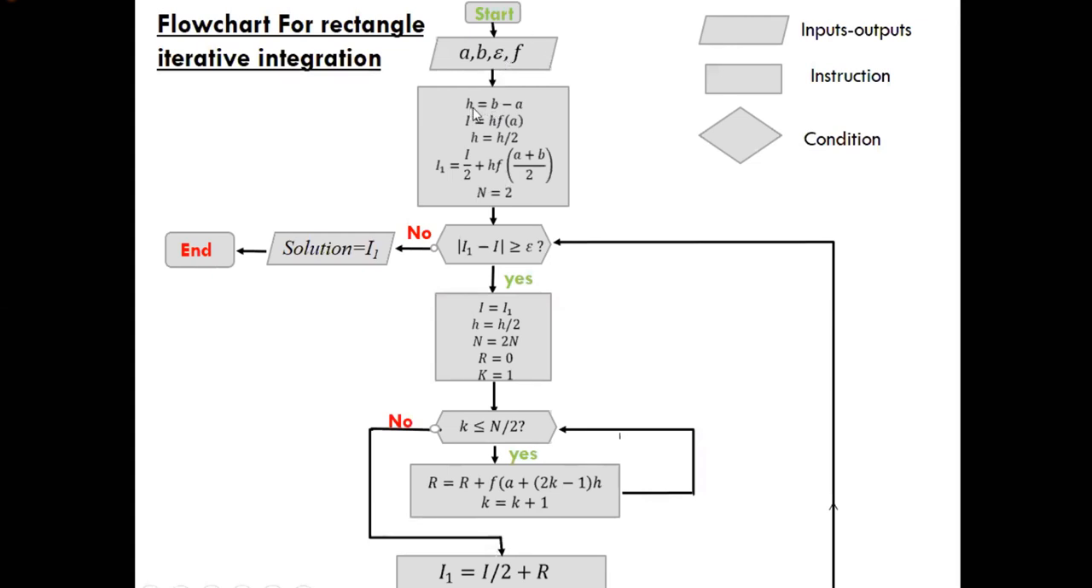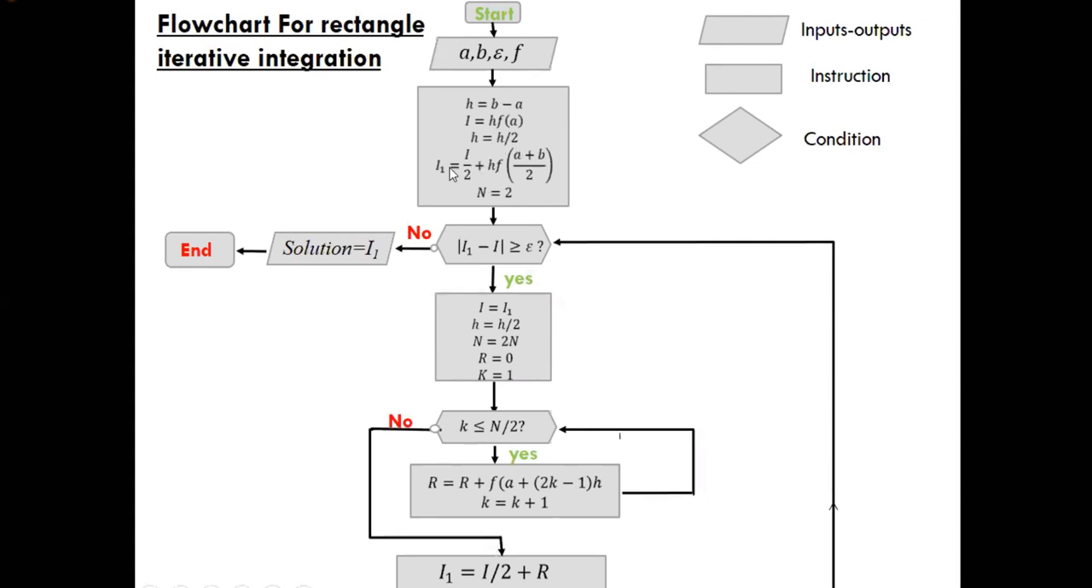So you start by constructing the first integral with one subinterval, that is just the interval ab. So h is equal to b minus a, I is equal to h f of a. This is for the rectangle left corner approximation that I'm using.